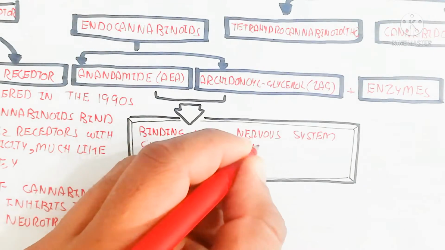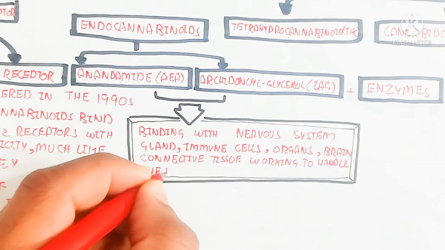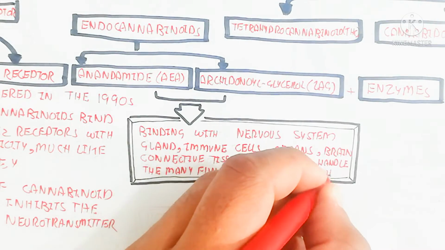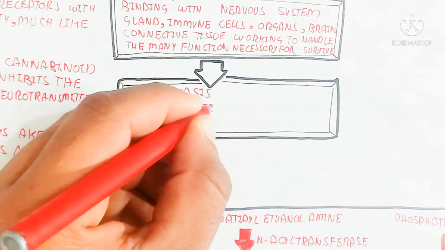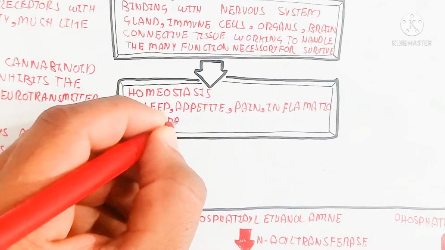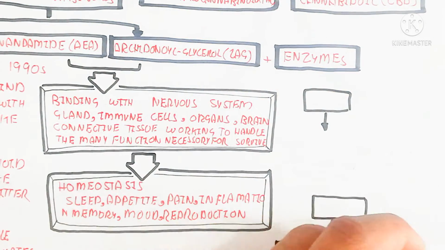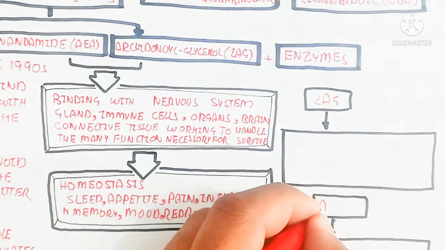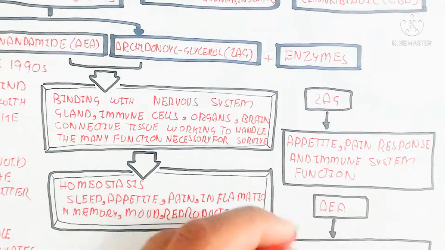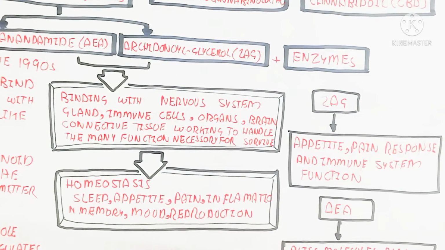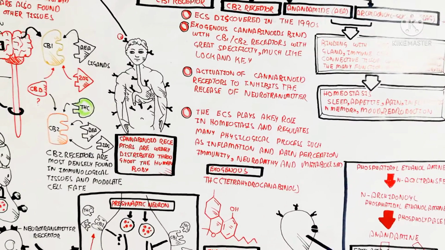So here is the binding with the nervous system of the two endogenous cannabinoids, with glands, immune cells, organs, brain, and connective tissue, working to handle the many functions necessary for survival. Homeostasis covers sleep, appetite, pain, inflammation, memory, and mood, as well as reproduction, which are controlled by this system, so the ECS is very important. 2AG and AEA are different endogenous cannabinoids: 2AG is involved in appetite, pain response, and immune system function, while AEA is the bliss molecule, associated with the runner's high and blissful state. During happy times it is released and binds to increase happiness.